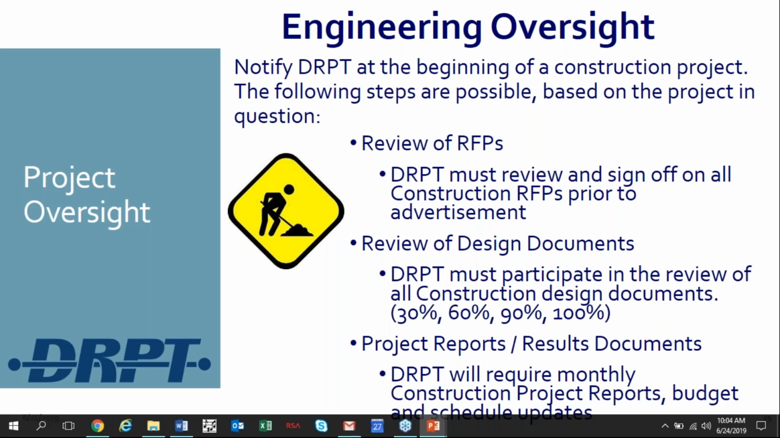Review of RFPs. DRBT must review and sign off on all construction RFPs prior to advertisement. Review of design documents. DRBT must participate in the review of all construction design documents at 30%, 60%, 90%, and 100%. Project reports, result documents. DRBT will require monthly construction project reports, budget, and schedule updates. And again, in some cases, DRBT may actually contract with some of our own engineering bench contracts to help us do the review of these projects.